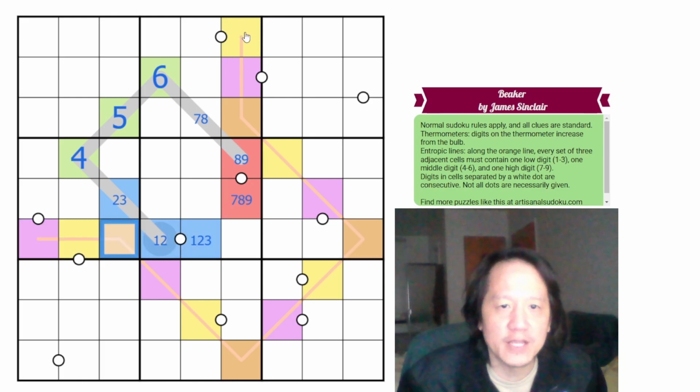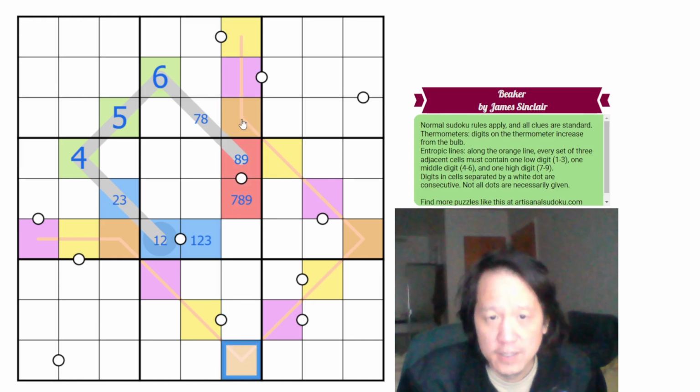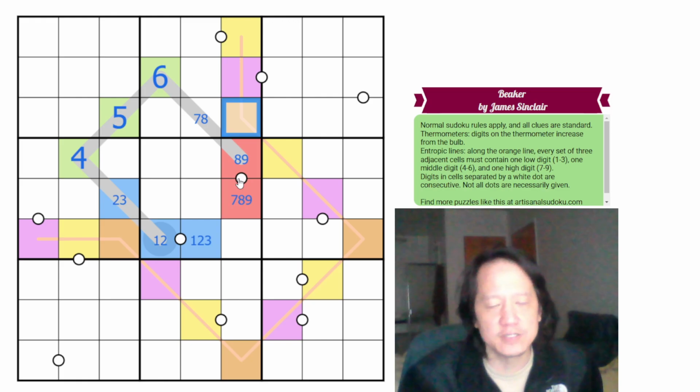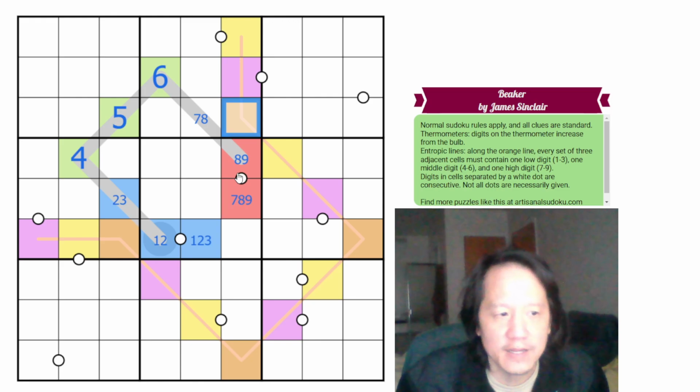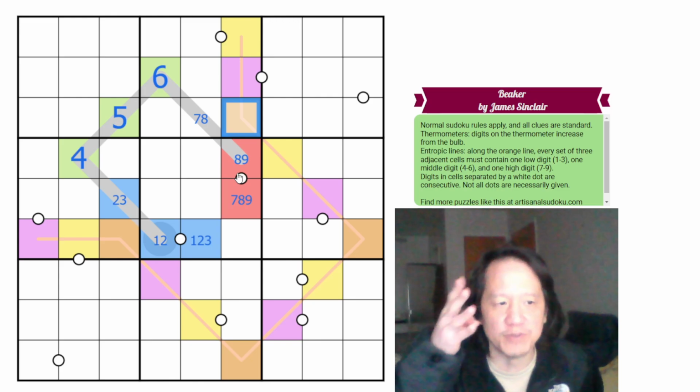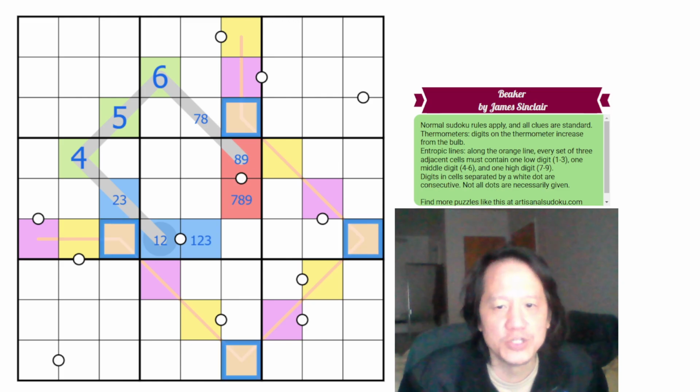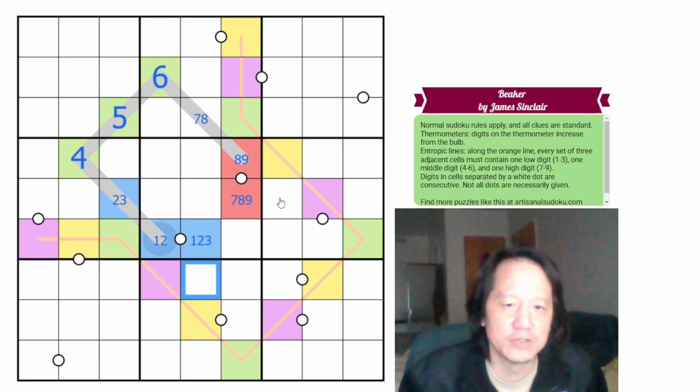Now if we try to make it a high digit, that would make 4 high digits in column 6 then, which would break the puzzle again, right? Because the only high digits in this case are 7, 8, and 9, and you can't have 4 cells be filled with 3 digits. So therefore, orange has to be the middle digit. So these are the middle digits.